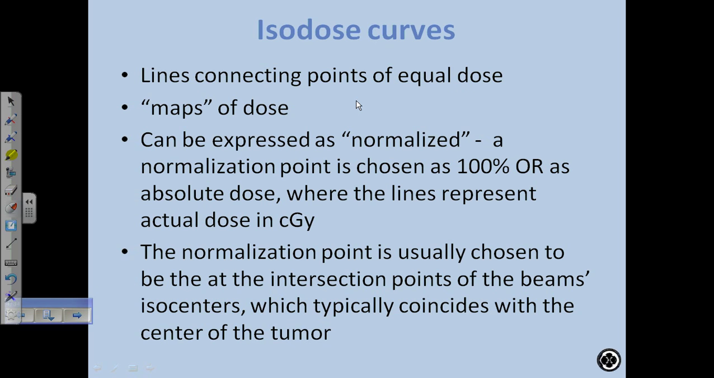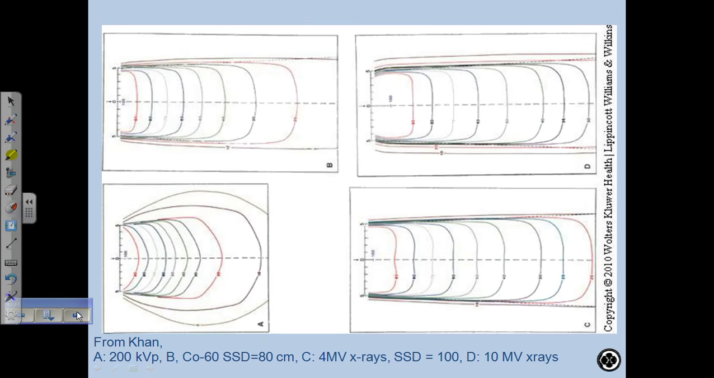The normalization point is usually chosen to be at the intersection point of the beams' isocenters, which typically coincides with the center of the tumor. That's just standard practice. You can pick a normalization point anywhere you want in the body, but standard practice says that isocenter should be 100%.